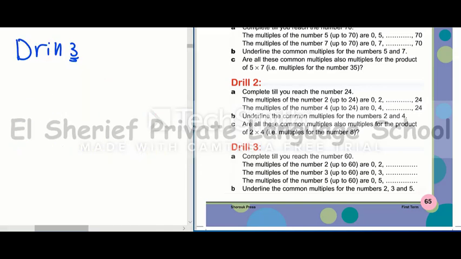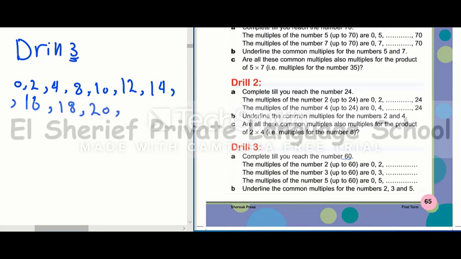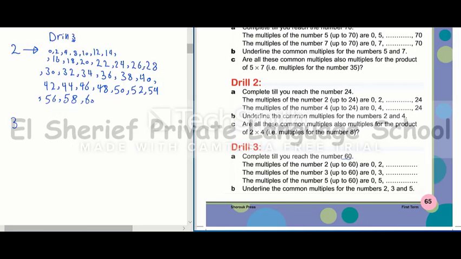Complete until you reach the number 60. The multiples of the number 2 up to 60 are 0, 2, 4, 8, 10, 12, 14, 16. We put even numbers and we add 2 to the last number. For example, 16 plus 2 equals 18, until we reach 60. So we reach 60 in the multiples of 2.